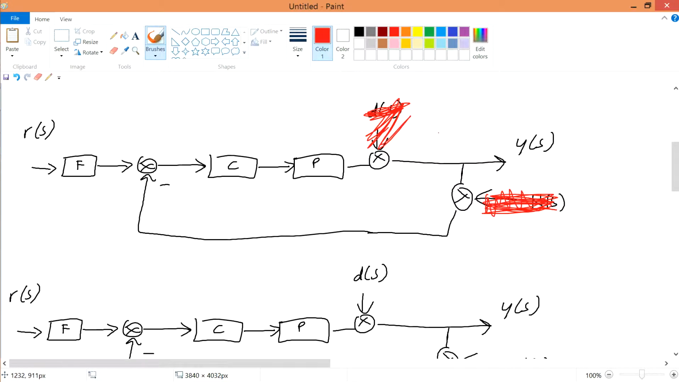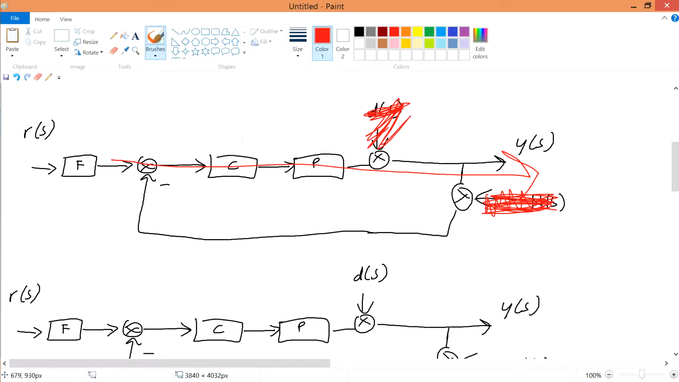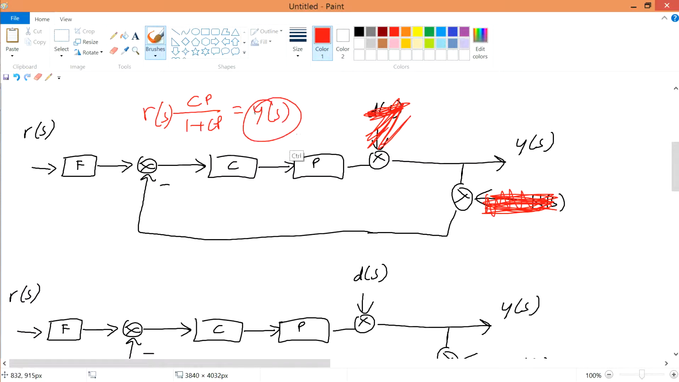If that's the case, the transfer function for this system is the forward loop CP, assuming that the filter itself is 1. So 1 times CP is just CP itself. So CP forward loop over 1 plus the forward loop feedback. Therefore I have CP over 1 plus CP. This is the forward loop, this is the feedback loop. Multiply with R of S equals Y of S.